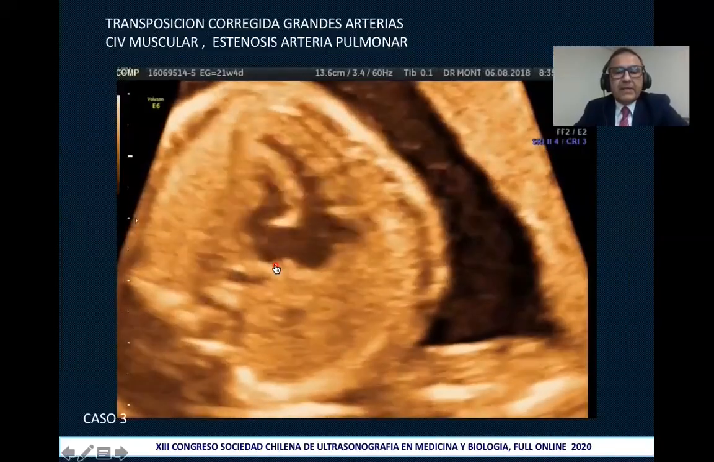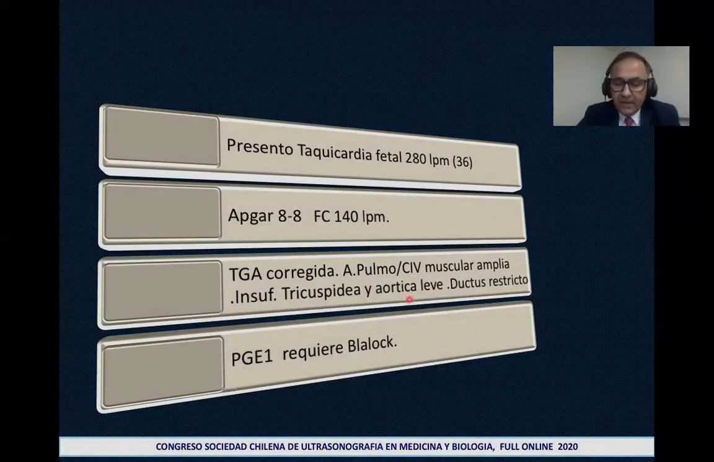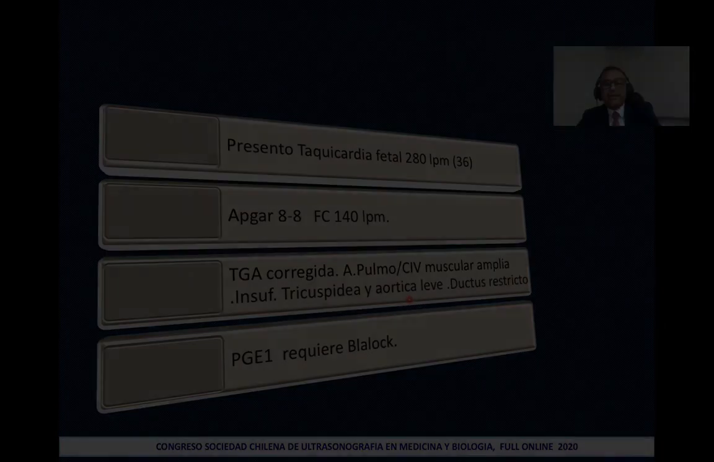In this patient, the fetus presented with tachycardia at 36 weeks and arrived at the emergency department with 280 beats per minute. She underwent an emergency cesarean section. The newborn had an APGAR score of 8/10, and the heart rate once born was 140 beats per minute. The diagnosis? Congenitally corrected transposition of the great arteries with pulmonary atresia, a muscular VSD, and mild tricuspid and aortic regurgitation. He received prostaglandin and required a Blalock procedure.